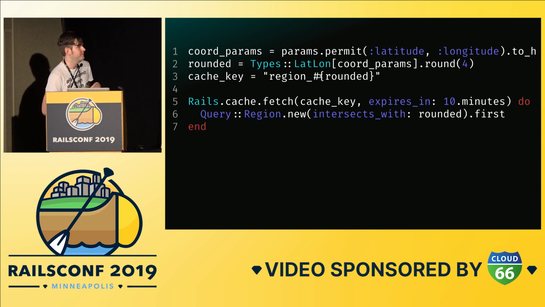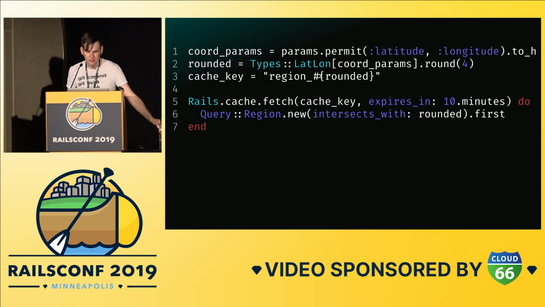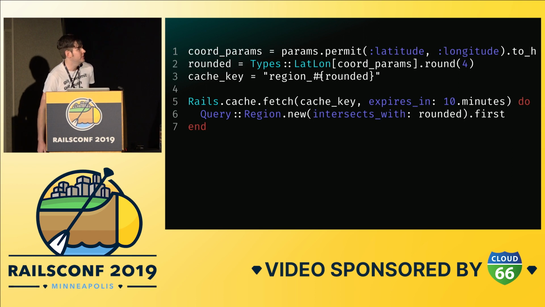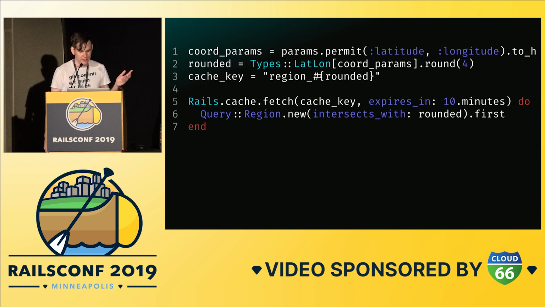So let's cache that. But a little longer this time. We don't need that micro cache. In this case, we're doing 10 minutes. So here's that rounding snippet again. Pulling our coordinates out, passing it to the struct, doing the rounding. And now we're just using a standard Rails cache fetch.